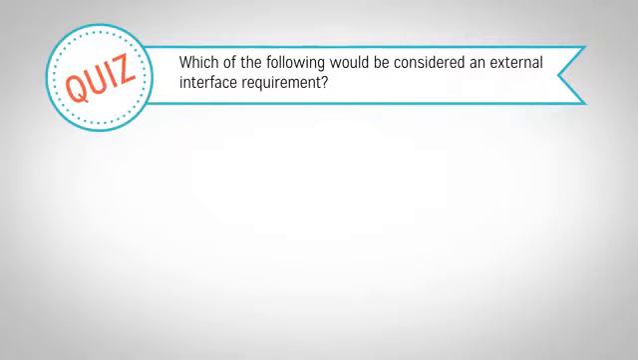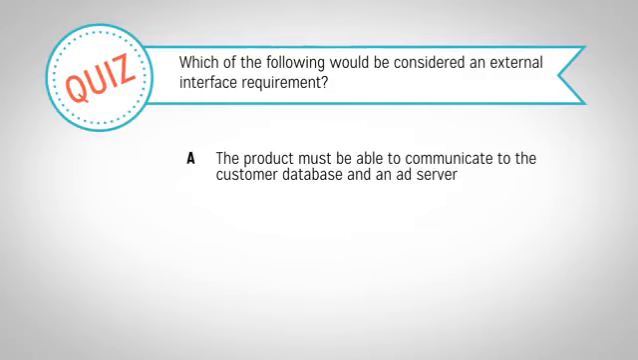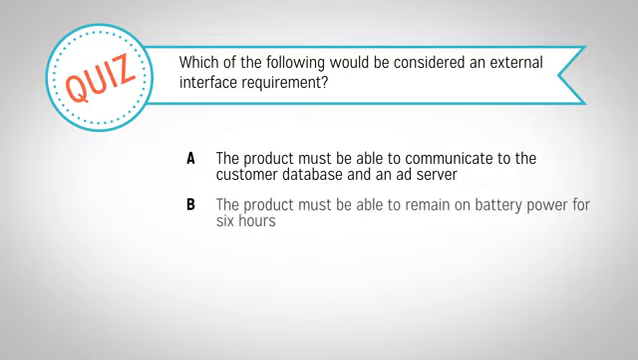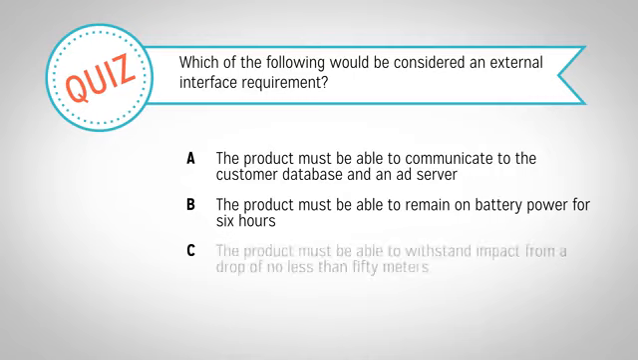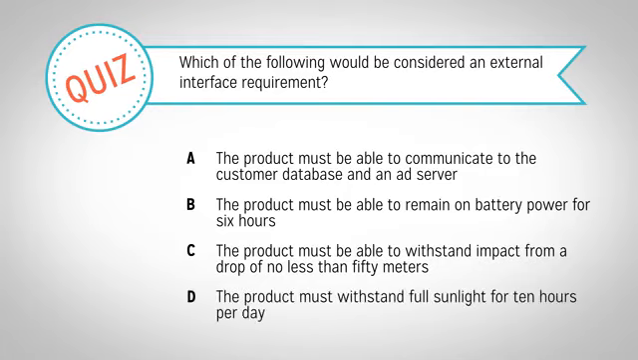Which of the following would be considered an external interface requirement? A. The product must be able to communicate to a customer database and an ad server. B. The product must be able to remain on battery power for 6 hours. C. The product must be able to withstand impact from a drop of no less than 50 meters. Or D. The product must withstand full sunlight for 10 hours per day.